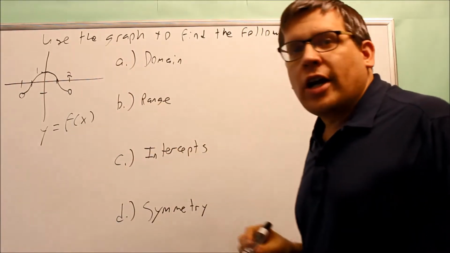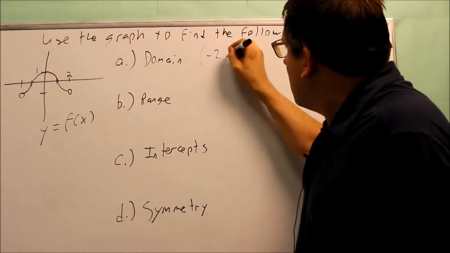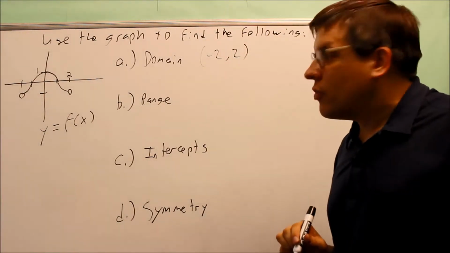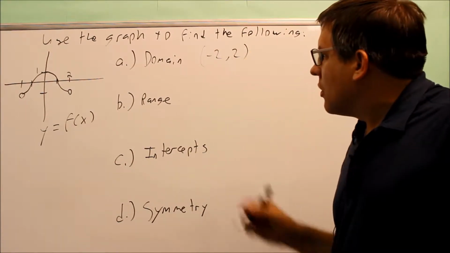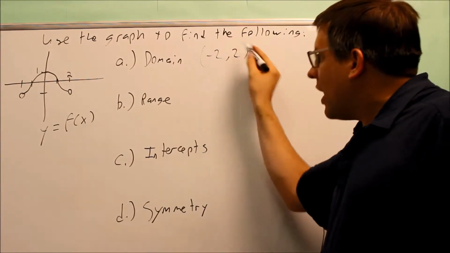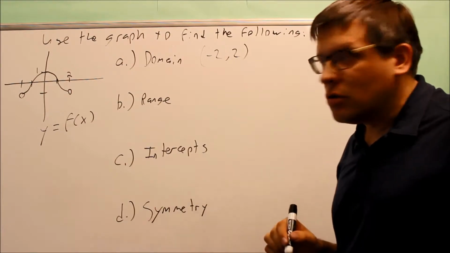The farthest to the right is going to be +2. When you write your domain, it's going to be -2 to +2. We're going to use interval notation to write our answers for these. -2 to +2, both of these have parentheses. This is not a coordinate, this is an interval. They're talking about the x values, so the graph is using x values between -2 and 2.